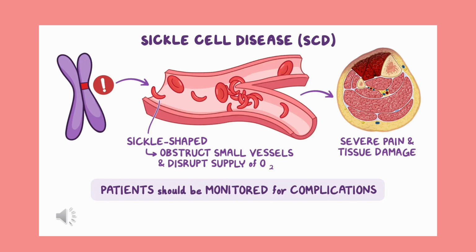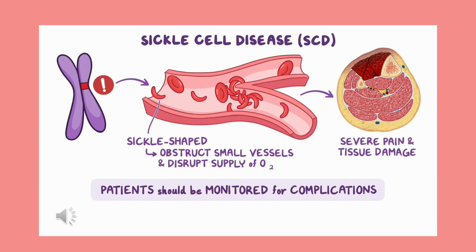So the picture on this slide gives a really good visual summary of the pathophysiology of sickle cell disease and its impact on the body. So again, the disorder begins with that genetic mutation as represented by the chromosome on the left. So this mutation then leads to the production of abnormal hemoglobin, which causes our red blood cells to take on that sickle shape. So these sickled cells then obstruct small blood vessels, which disrupts the flow of oxygen to tissues.